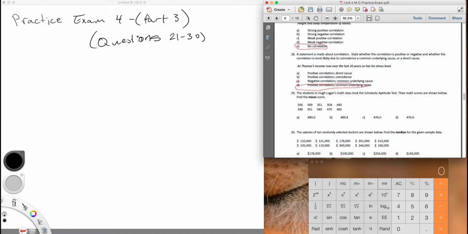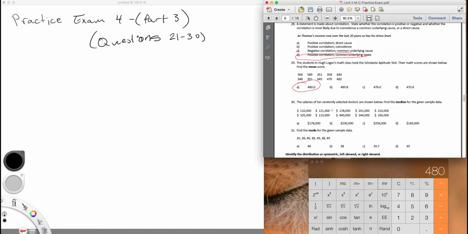All right, 29. We want to find the mean of the score. So what we're going to do is add up these 10 values and then divide by 10. So I'm just going to do it on the calculator down here. 566 plus 589 plus 531, 351 plus 358 plus 640 plus 348 plus 351 plus 645 plus 470 plus 482. And we divide that by 10, and 480 is our correct answer. So we circle A and we move on.